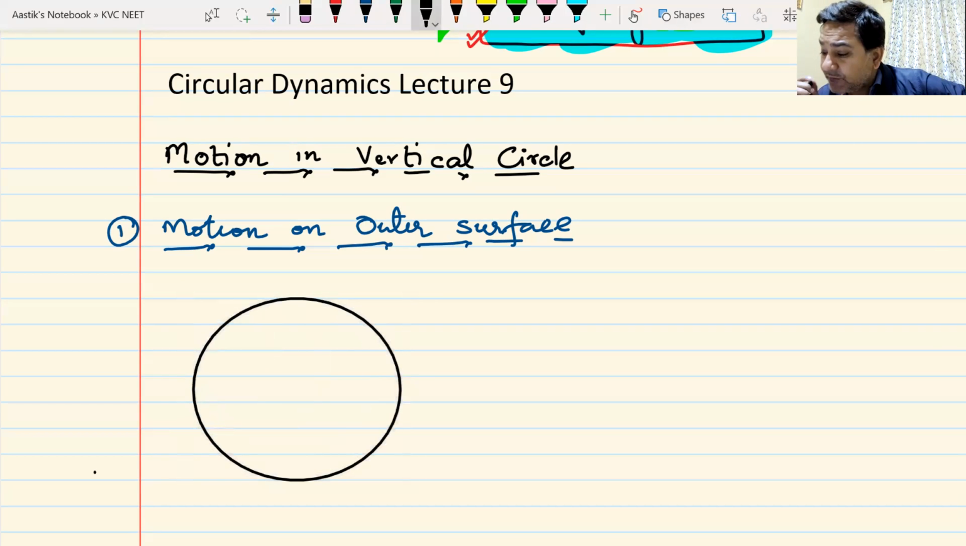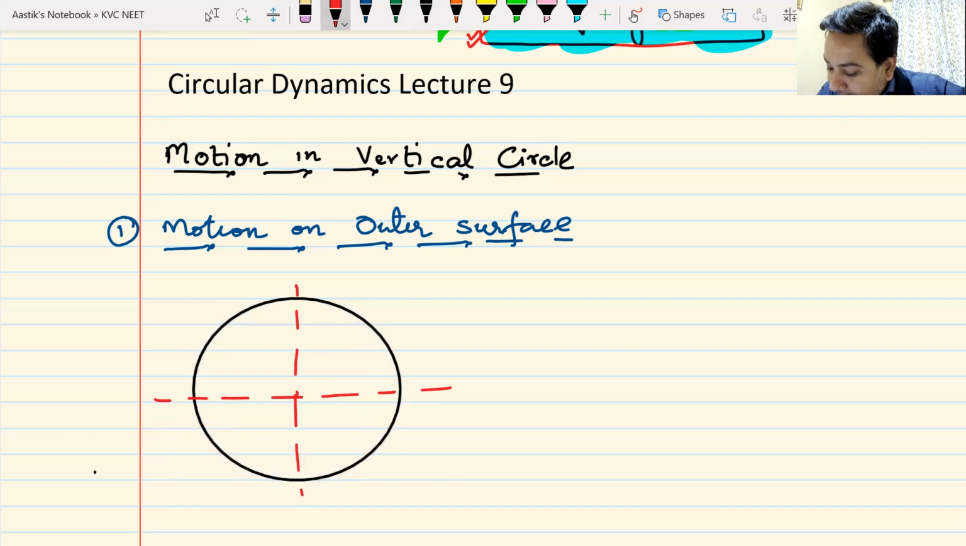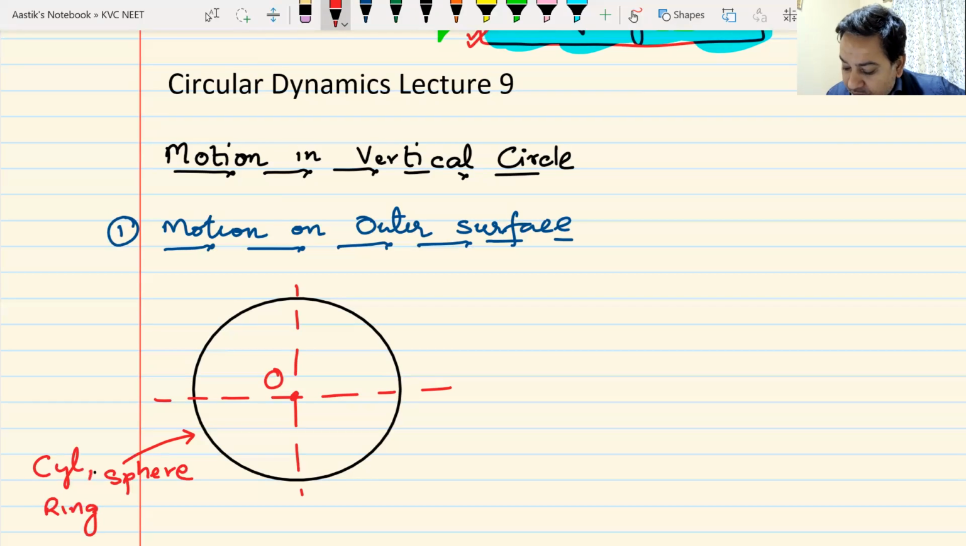Motion on outer surface of a body. Now, what is going to happen here? You will have this outer surface of a body. Now, this body, as you can see over here, looks circular. It's a 3-dimensional body. It could be a cylinder. It could be a sphere. It could be a ring. It could be a disc. So it could be a 3-dimensional body.